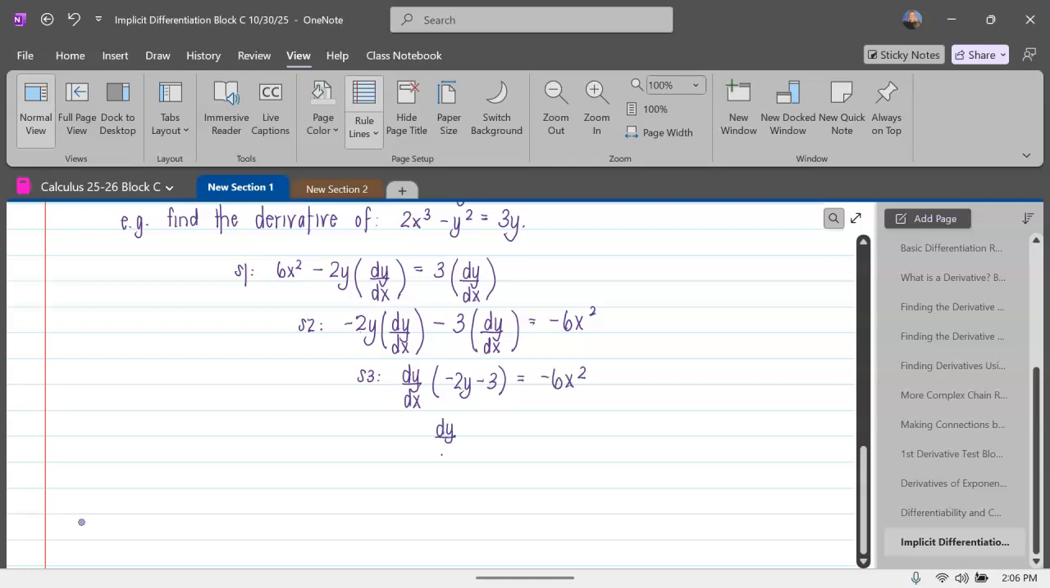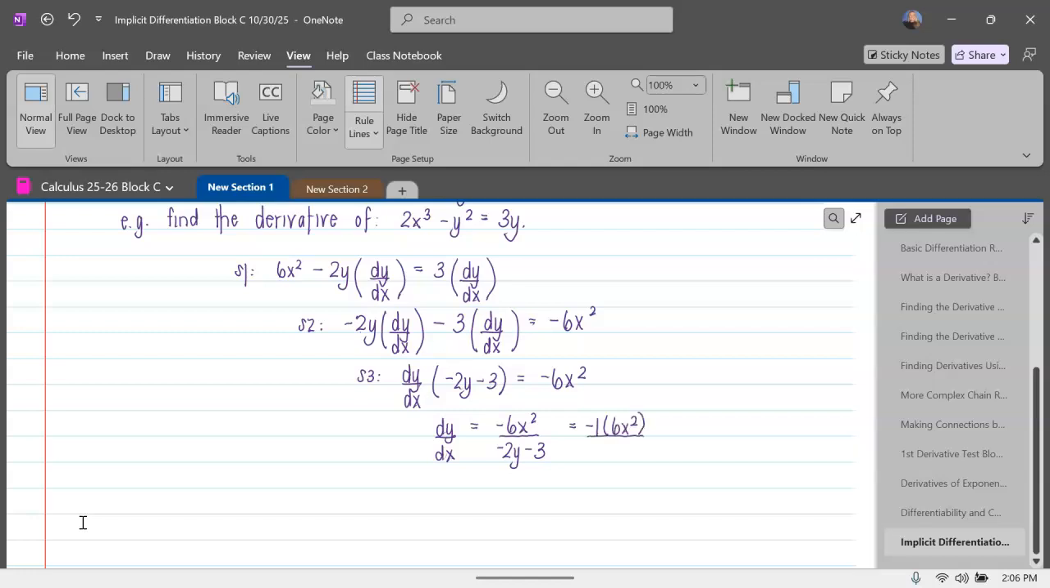How are we going to get dy dx by itself? Divide. So I got negative 6x squared all over negative 2y minus 3. Now, maybe for an extra credit point on our quiz, maybe I ask you to put this in simpler form. Is there anything that we can do to put this in simpler form? We can factor out a negative 1.